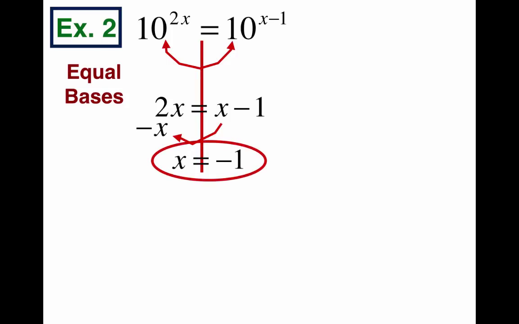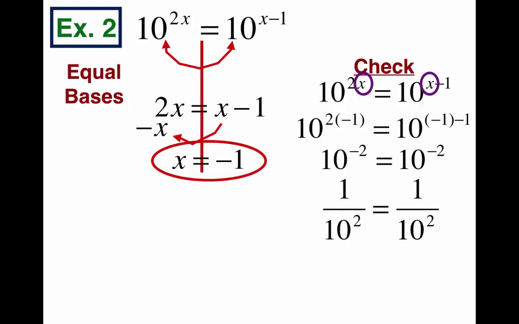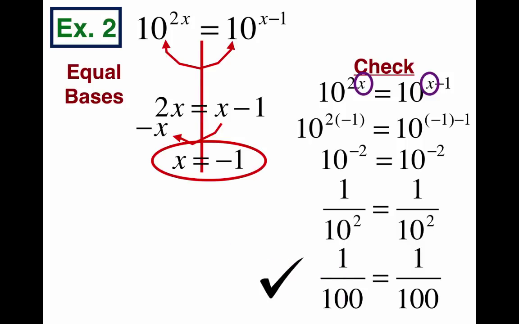There's our solution. Again, you can check your answer on all of these. Watch the check on this one. I'm going to copy the problem. 10 to the 2x power equals 10 to the x minus 1. Where the x's are, I'm going to replace with my negative 1. So instead of 10 to the 2x, I'll have 10 to the 2 times negative 1. And then it'll be 10 to the negative 1 minus 1. Okay, so that would be 10 to the negative 2 and 10 to the negative 2. Equal answers. Or if you wanted to say 1 over 10 squared and 1 over 10 squared, that's 1/100th and 1/100th. They're equal. So the answer checks out. x equals negative 1 is right. And I'm feeling pretty good about it.